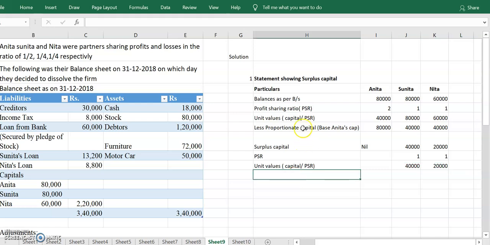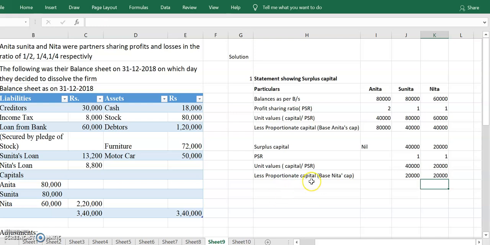Now continue with the proportionate capital. At this stage, we discuss what the base for proportionate capital is. Again, the rule is the same, the lowest unit value of any partner. So you consider the partner with the lowest unit value, that is Nita. So here Nita's capital is the base capital. 20,000 is Nita's capital. 20,000 into Sunita's ratio 1 is 20,000, and 20,000 into Nita's own profit sharing ratio 1 is 20,000.